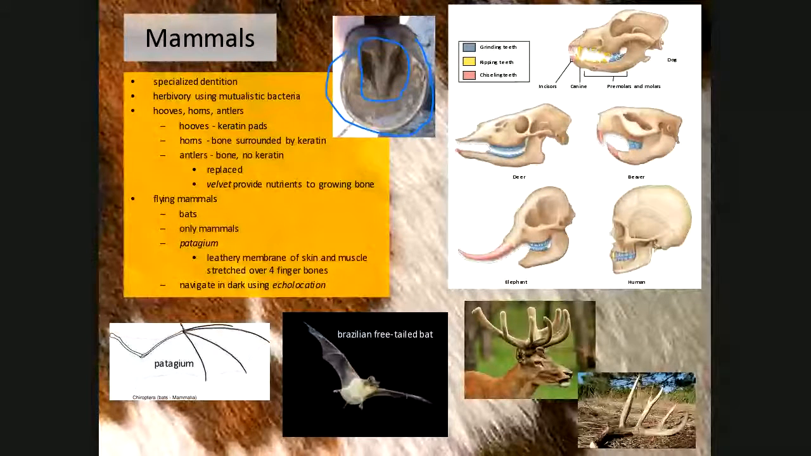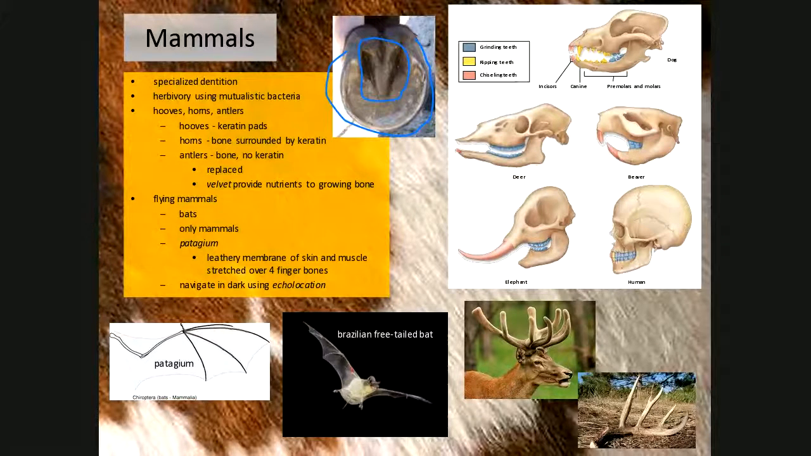Right, and the velvet is the material that actually provides the nutrients to the growing bone, to the new antlers. So once the antlers are shed and then they're grown back, it's the velvet that actually provides the nutrients. Don't have that in horns. Horns don't have that because you don't shed them.